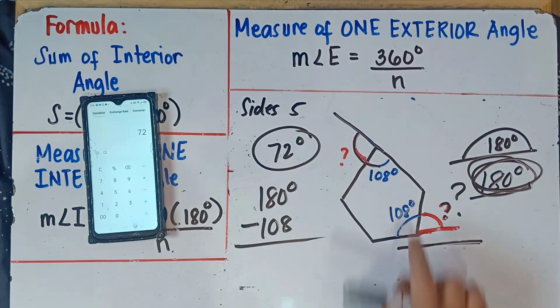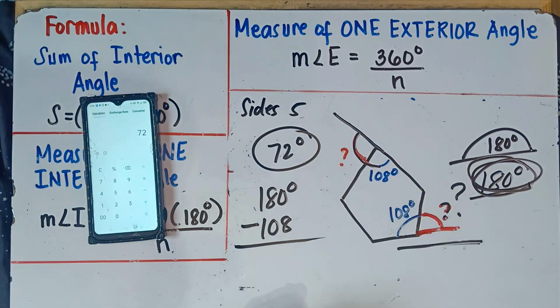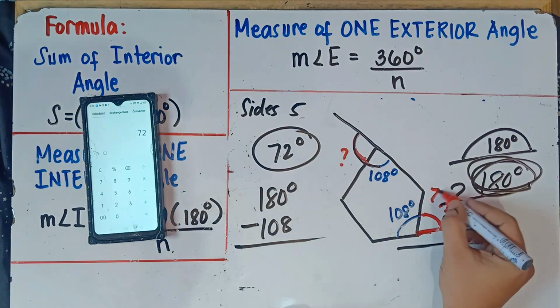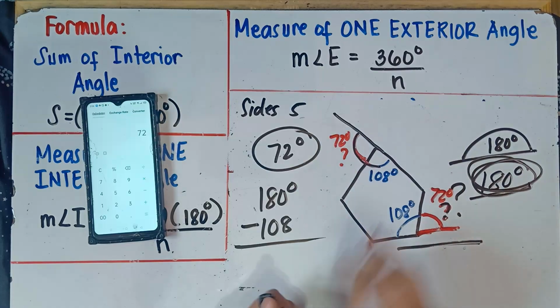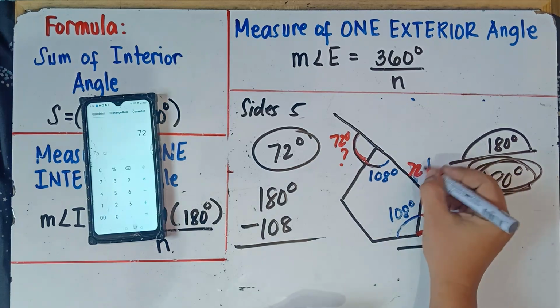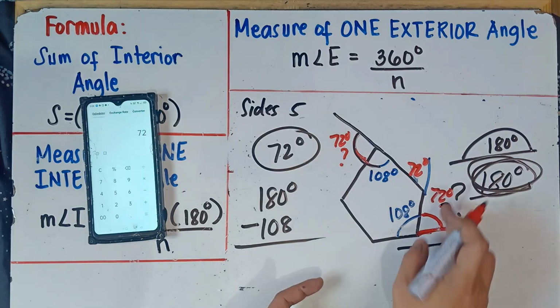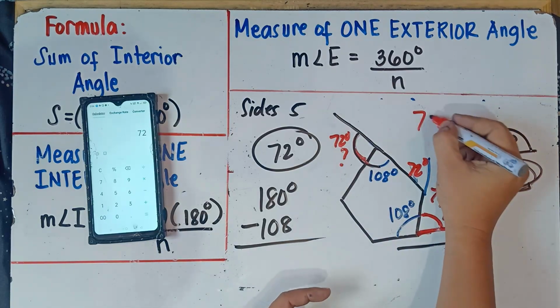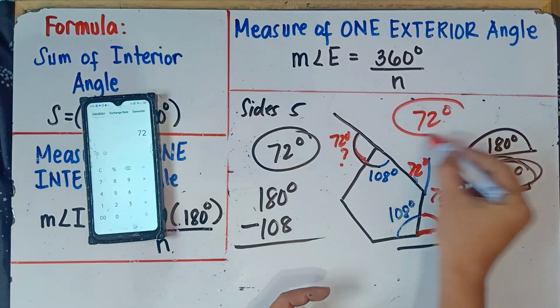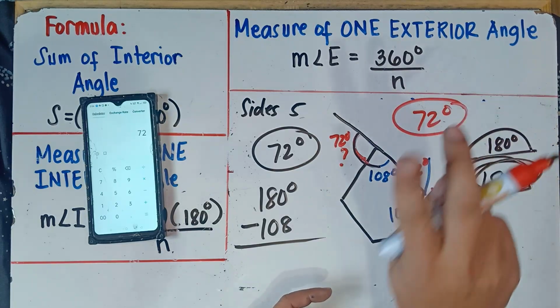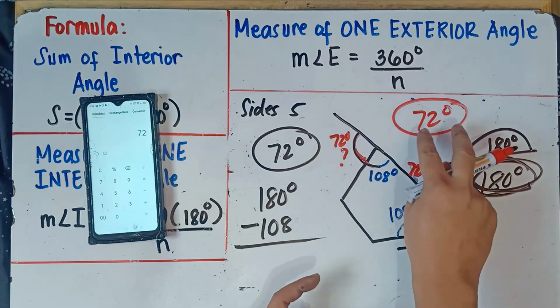Okay, once again, class, that would be 72 degrees. So this is 72 degrees. This is 72 degrees. If you extend this one, this is 72 degrees. This is 72 degrees, and so on. We have five 72 degrees. Once again, class, the measure of one exterior angle would be 72 degrees.